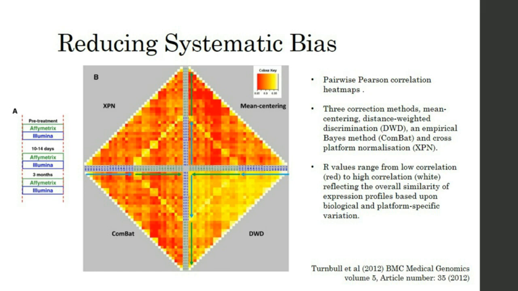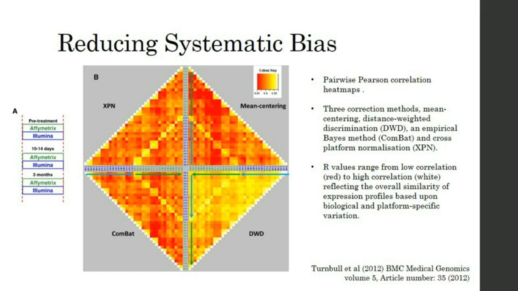This is after using 4 different correction methods, and really what you need to draw your attention to is the inner yellow square of diamonds. What these represent are the Pearson correlations between matched samples on Affymetrix and Illumina after the different correction methods. Each quarter of this chart is a different correction method. You can see XPN on the top left, mean centering on the top right, which is the same approach we used previously, distance-weighted discrimination on the bottom right, and then ComBat correction on the bottom left.